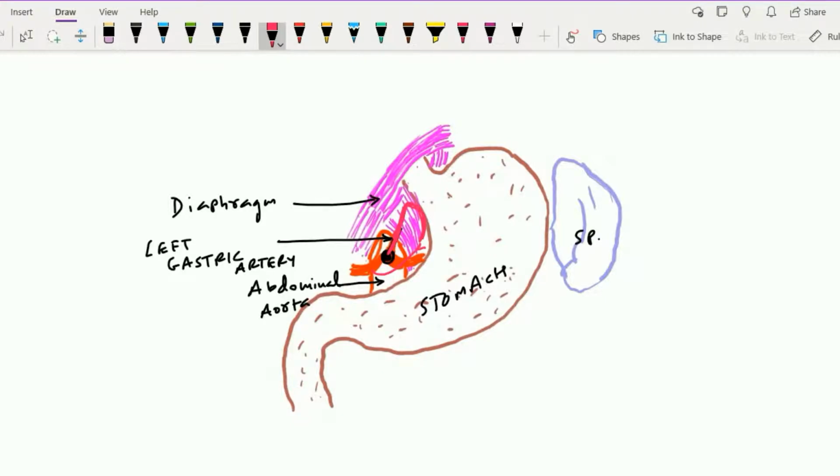And this left gastric artery provides numerous branches to the stomach, and at the cardiac end of the stomach it also provides a few branches towards the esophagus.